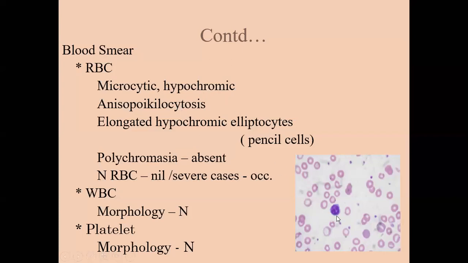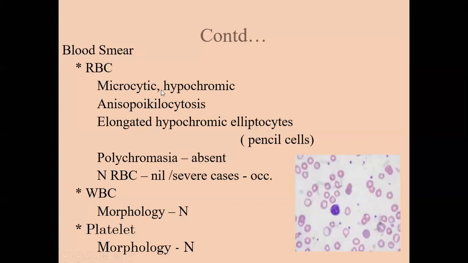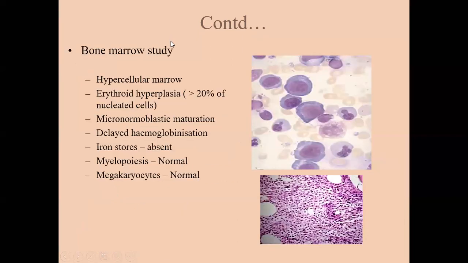Now, I told you, in iron deficiency, there is anisopoikilocytosis. Remember, when I take thalassemia, I'll ask. And RBC count is always reduced. These two points you have to remember. No polychromasia because reticulocytes are reduced. And nucleated RBCs we don't see. WBC and platelets are normal. And in the bone marrow, it is hypercellular. Why hypercellular?